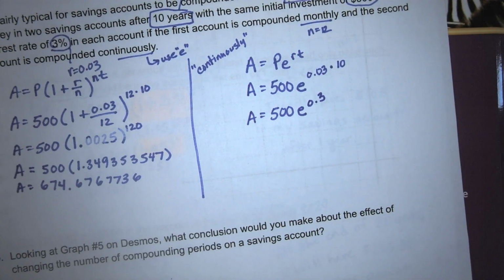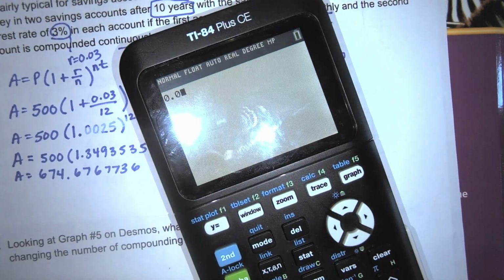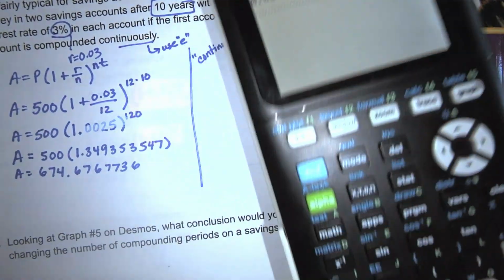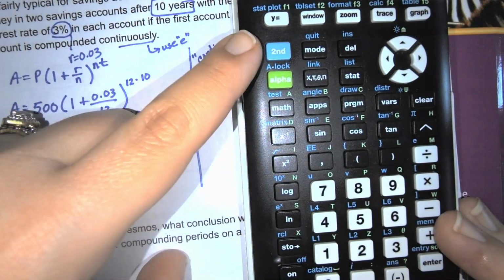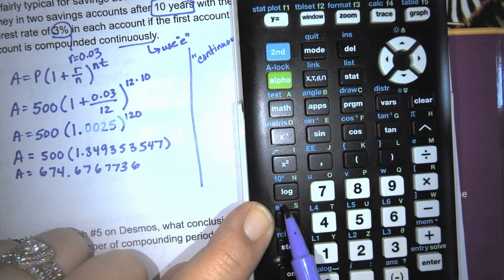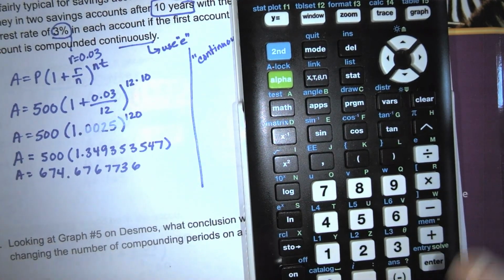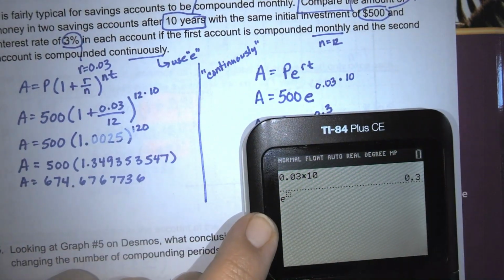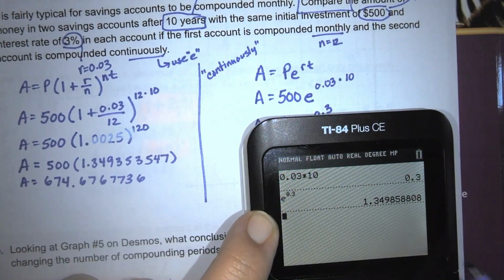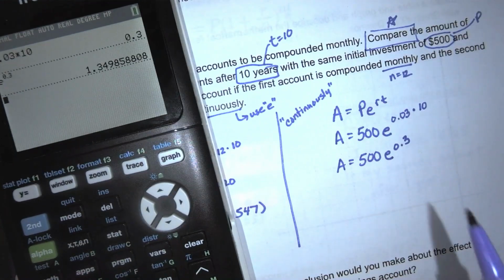So let me show you in the calculator. 0.03 times 10, so 0.3 power. So what I need to look for is over here on the side, down here you see this little blue thing that says e to the x. So I'm going to press the second button, and then I'm going to press that button. And I'm going to get e to the something power, and I'm going to be able to type in 0.3. I'm going to hit enter, and I'm going to get 1.34. Let me write this down.